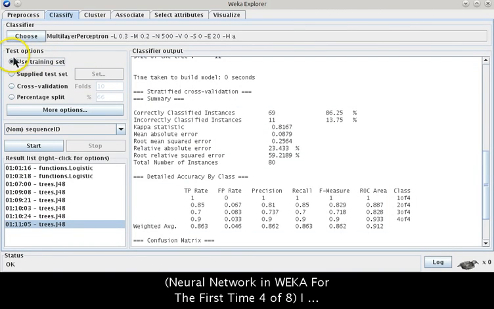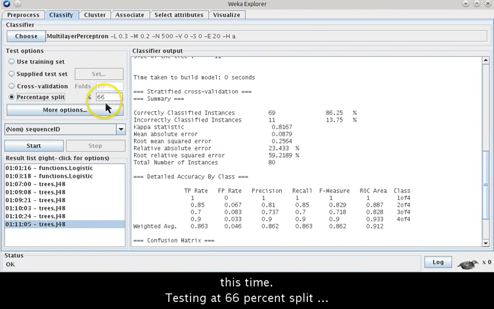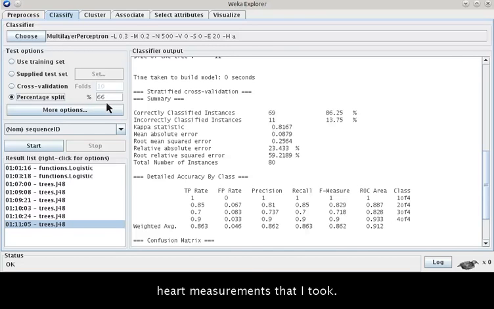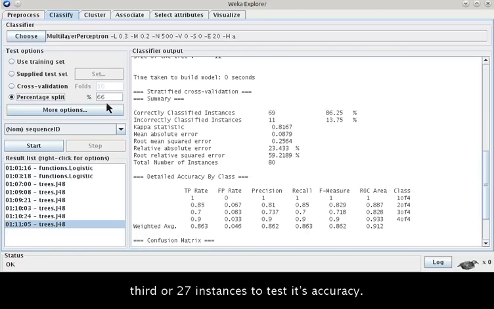I looked at test options and chose percentage split this time. Testing at a 66% split means it builds its initial model or formula using 53 of the 80 instances, which again were heart measurements that I took. And after the initial model is built, it runs it on the last third, or 27 instances, to test its accuracy.